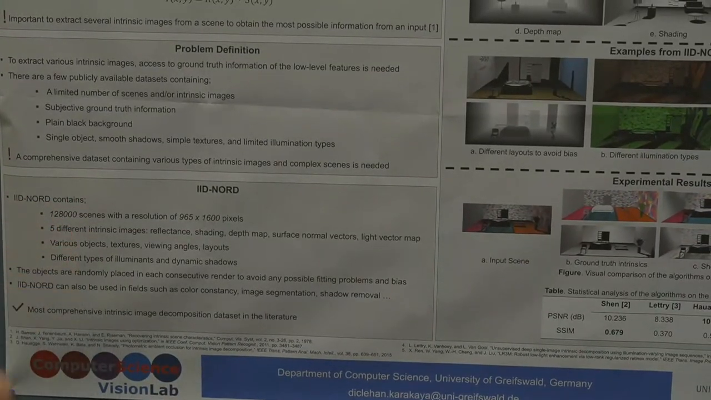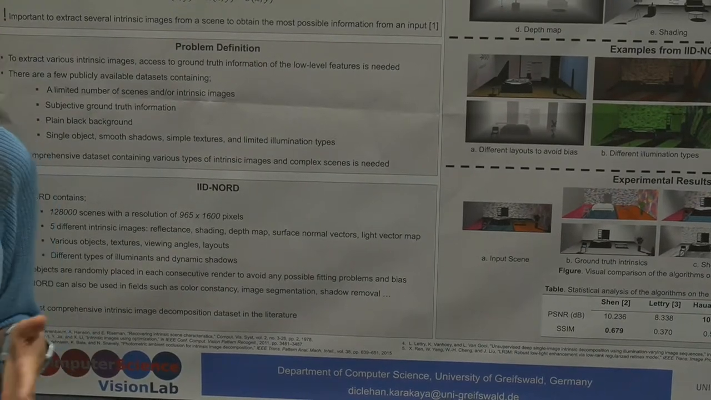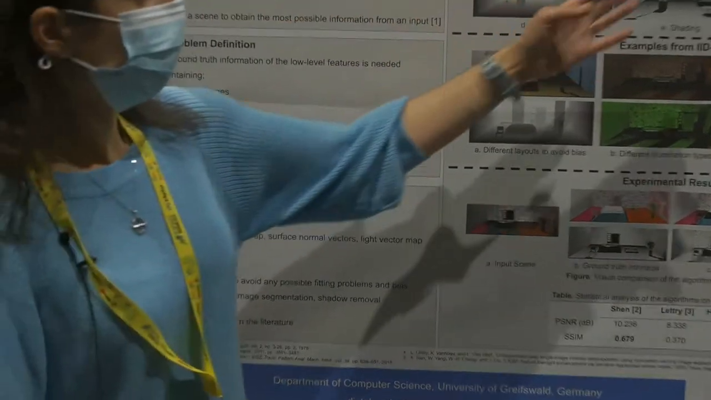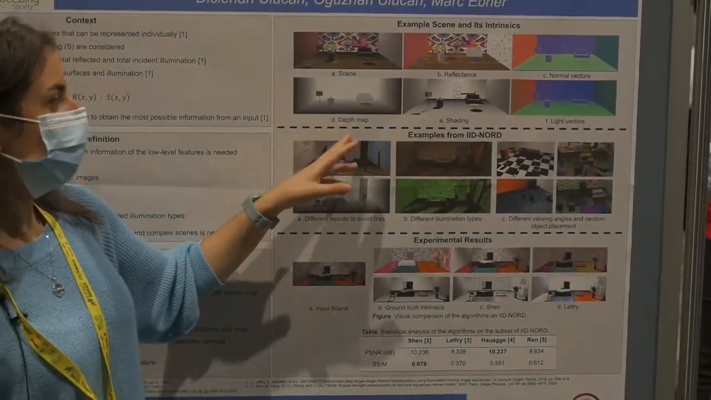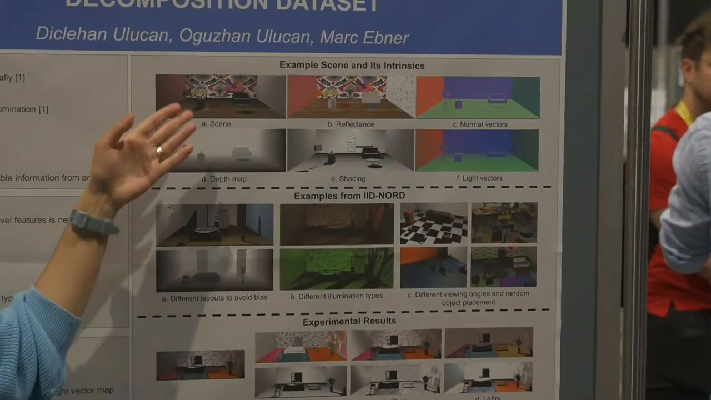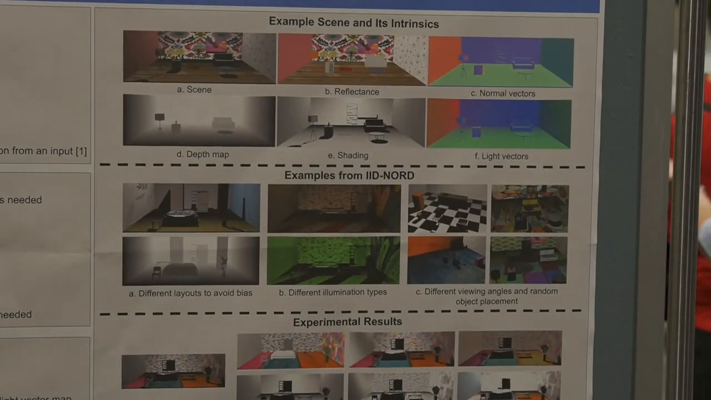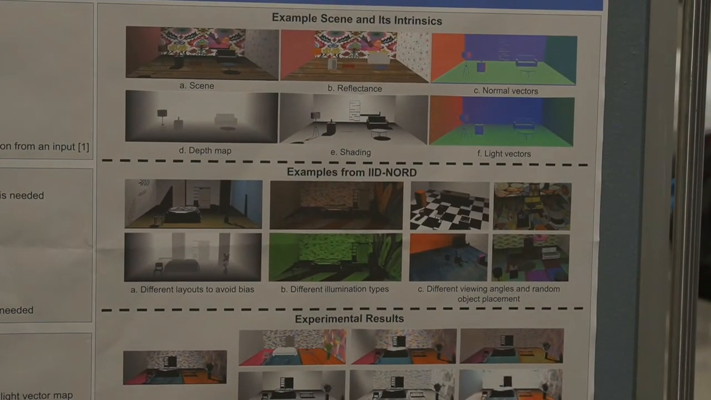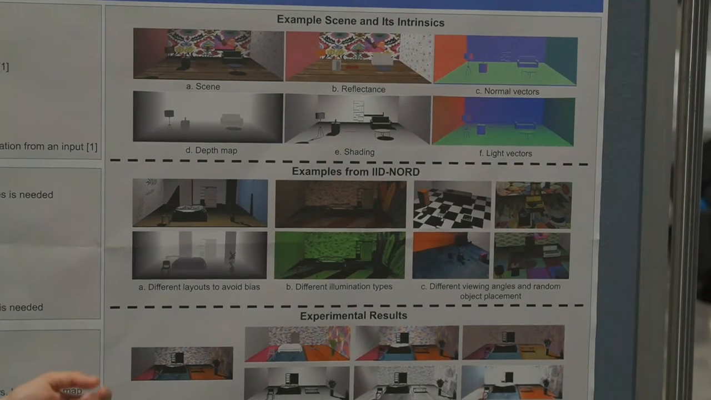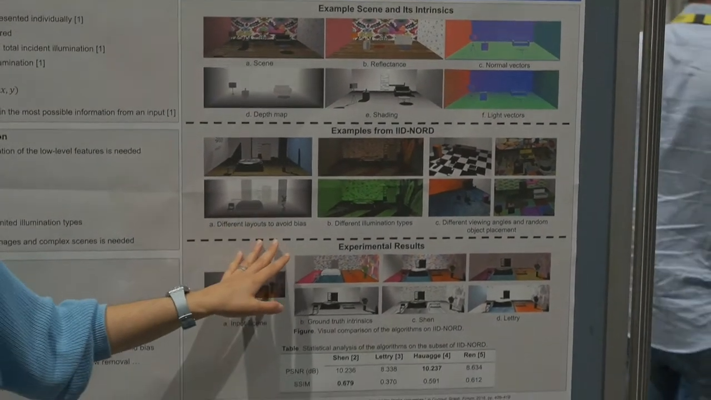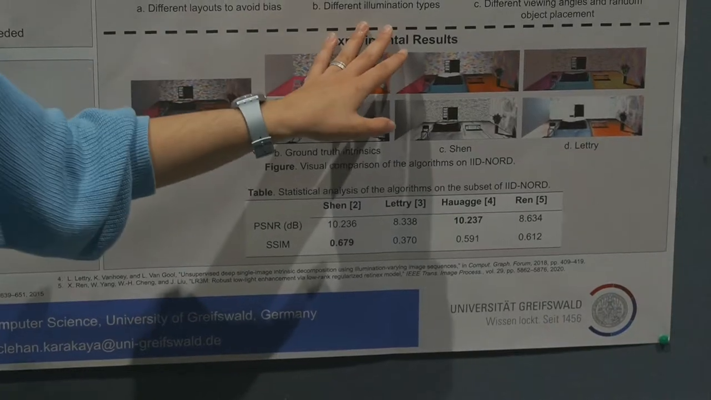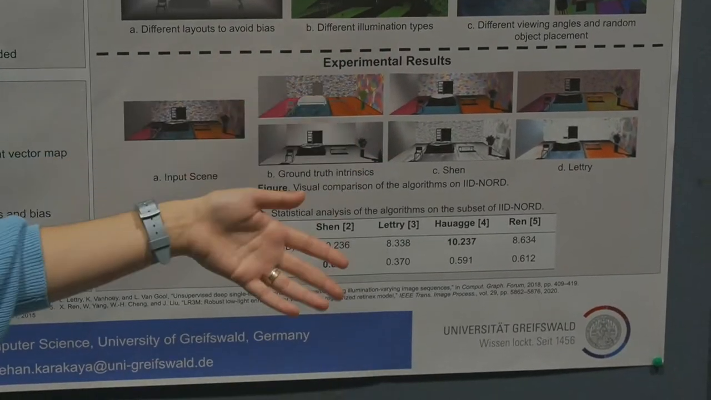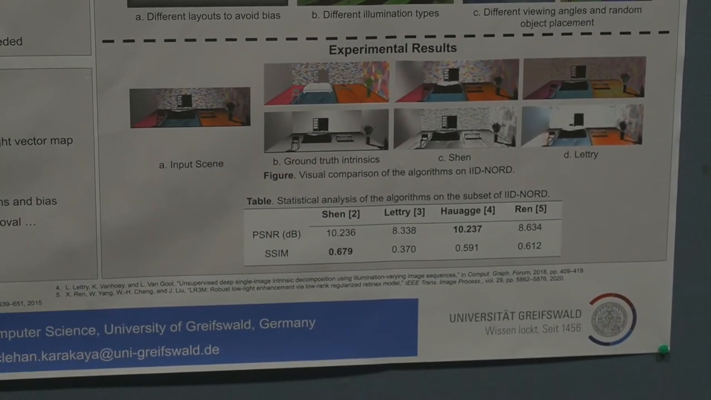And in IID Node, we have 128,000 scenes. And for each scene, we provide 5 different intrinsic images. The reflectance, normal vectors, depth map, shading, and light vectors are provided for each scene. We use a high number of 3D assets, different textures, viewing angles, and illumination conditions. We use different types of layouts, especially for the depth maps, to avoid bias in learning-based methods. Also, we use different illumination types which have not been considered in intrinsic image decomposition before.